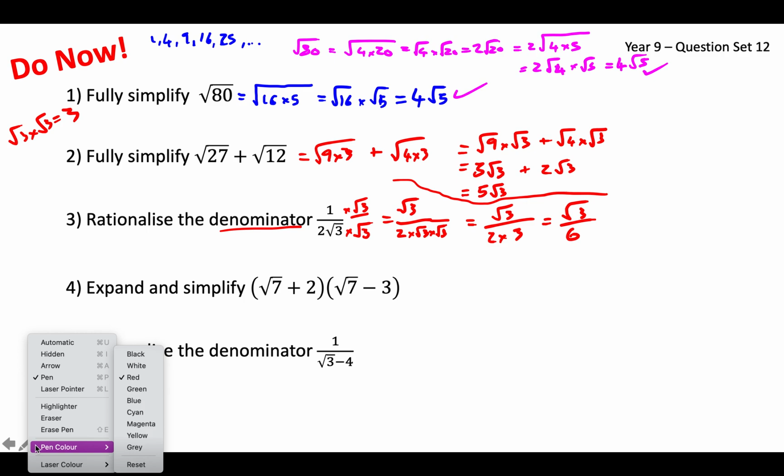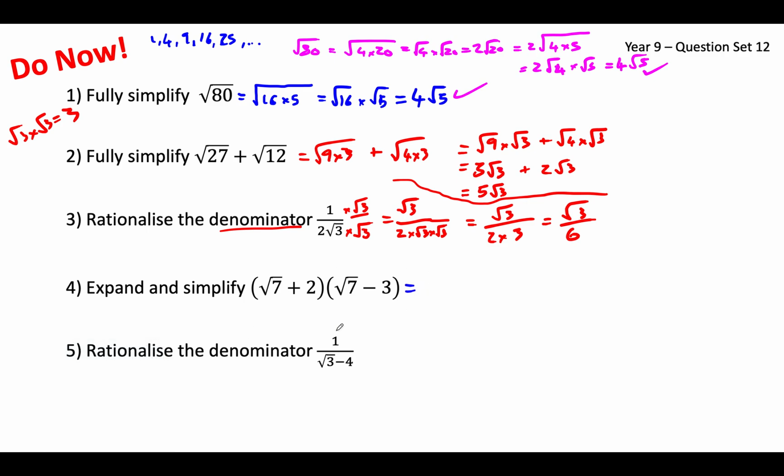Let's change colour so that we know what's going on. Right, expand and simplify. The expand bit is foiling. First, outers, inners, and last. So first, root 7 times root 7, just like it was with the 3s. This turns into 7. Outers, root 7 times by negative root 3. Well, that's minus 3 lots of root 7. You treat them just like you do your algebra. 3 lots of root 7 is 3 root 7. Inners, 2 lots of root 7, which is positive, and lasts 2 times 3, but it's 2 times negative 3, so negative 6.